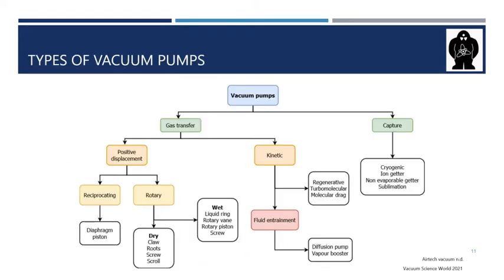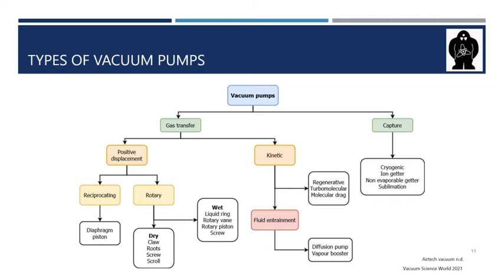On this scheme, you can see the overview of vacuum pump types. There are three basic strategies on how to evacuate a chamber. The first two are based on gas transfer. The first one is called positive displacement. The gas is trapped, isolated, moved, and compressed. It is then exhausted into the atmosphere or sent into another pump.